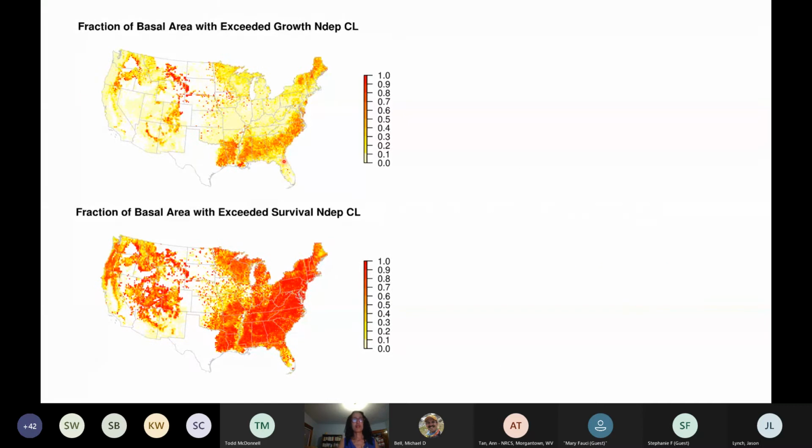And then finally, this is my last map, I believe, we can look at the fraction of the basal area in exceedance. And again, we see the pattern that with the lower survival critical loads, there's a quite significant fraction of the basal area that's in exceedance of the critical load.